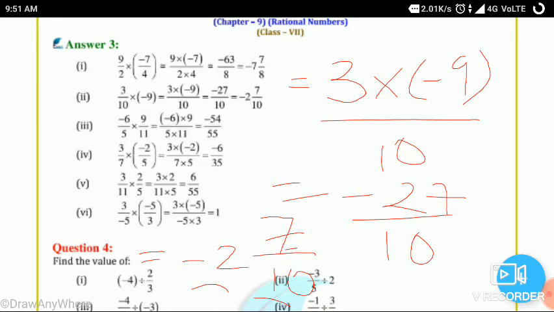Okay, the answer has come. If you write this much, this answer is also correct. And if you want to convert it into a mixed fraction, you can. आपको अगर mixed fraction में convert करना है तो आप कर सकते हो.